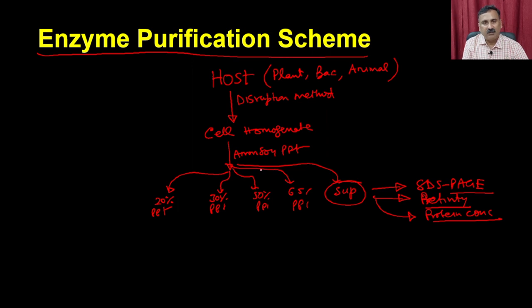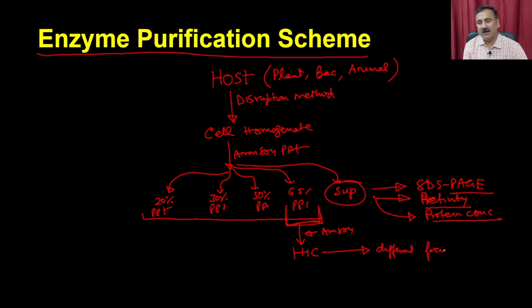Now, once you are done with ammonium sulfate precipitation, you can take all these fractions. Suppose you have the protein in this particular fraction. You can take this fraction directly and perform the HIC. You can add some more ammonium sulfate, depending on how much you need to add, so that you get the exposure of the hydrophobic patches, and then you can perform the HIC. And HIC is also going to give you different fractions, and all these different fractions can again be analyzed by SDS-PAGE, for the activity, and for the protein concentrations.